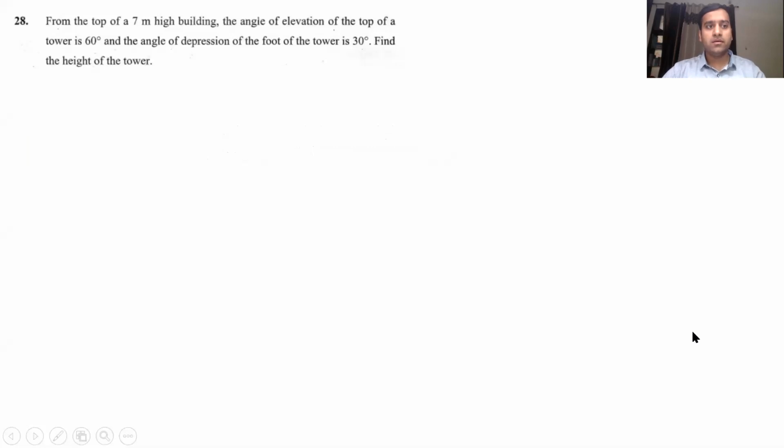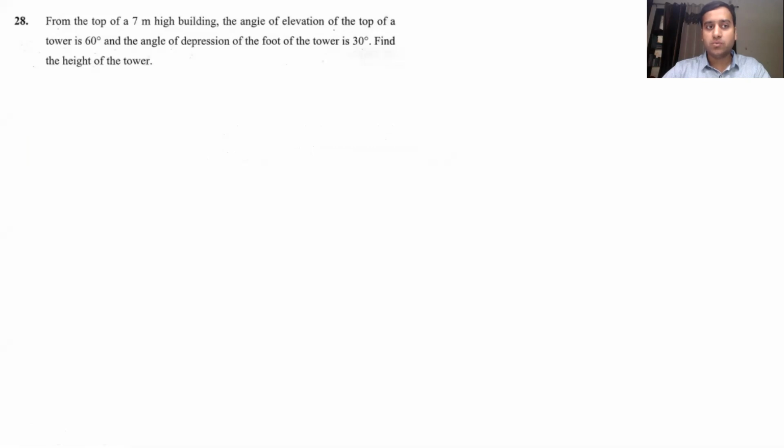This is the first question. What the question says is, from the top of a 7-meter high building, the angle of elevation of the top of a tower is 60 degrees and the angle of depression of the foot of the tower is 30 degrees. Find the height of the tower.